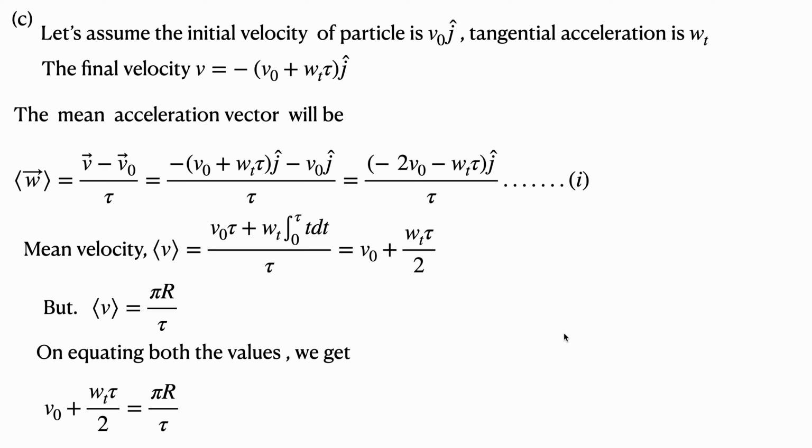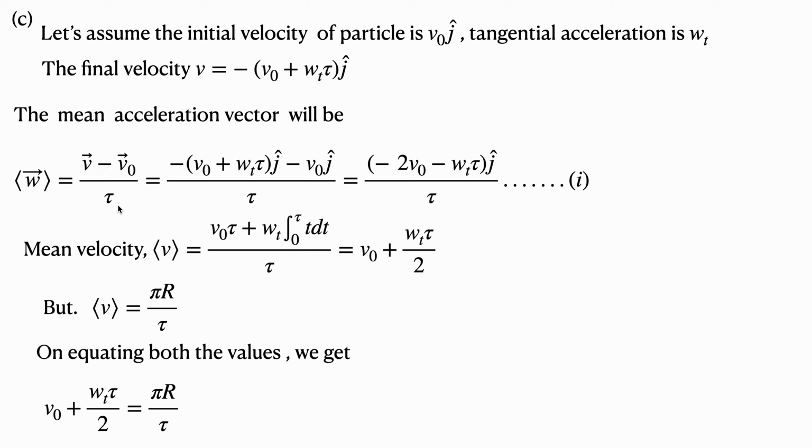Now let's solve part C of the problem, where it is asked to evaluate the modulus of the mean acceleration vector considering the tangential acceleration to be constant. So let's assume the initial velocity of the particle to be v₀ j cap and the tangential acceleration, which is constant, is wτ. The final velocity of the particle will be v equals minus of (v₀ plus wτ τ) j cap.